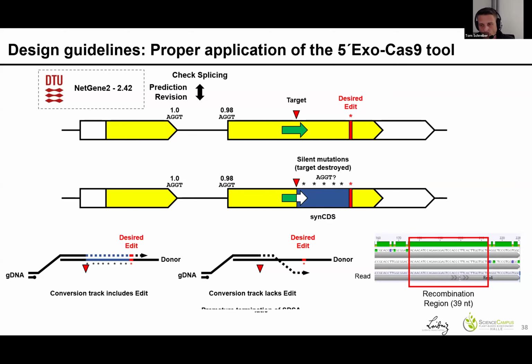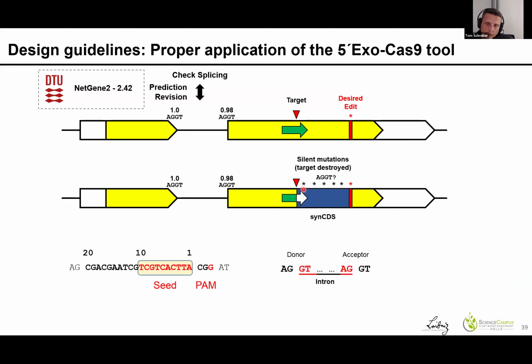Because we found out from the wheat data that sometimes a recombination window of 39 nucleotides can be sufficient to have this template jumping, for example. What you also have to do here is, of course, to destroy the target which you use to cleave the endogene, because you do not want to cleave and successfully integrate a donor. And here again, put mutations in the seed or mutate the PAM sequence.